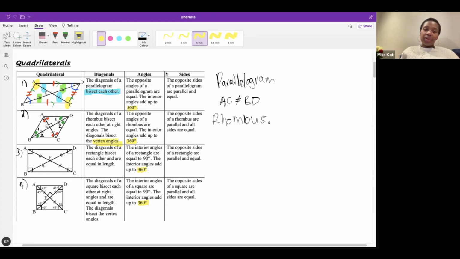Now let's talk about angles. The opposite angles are equal, but we knew that because that's the same for a parallelogram.